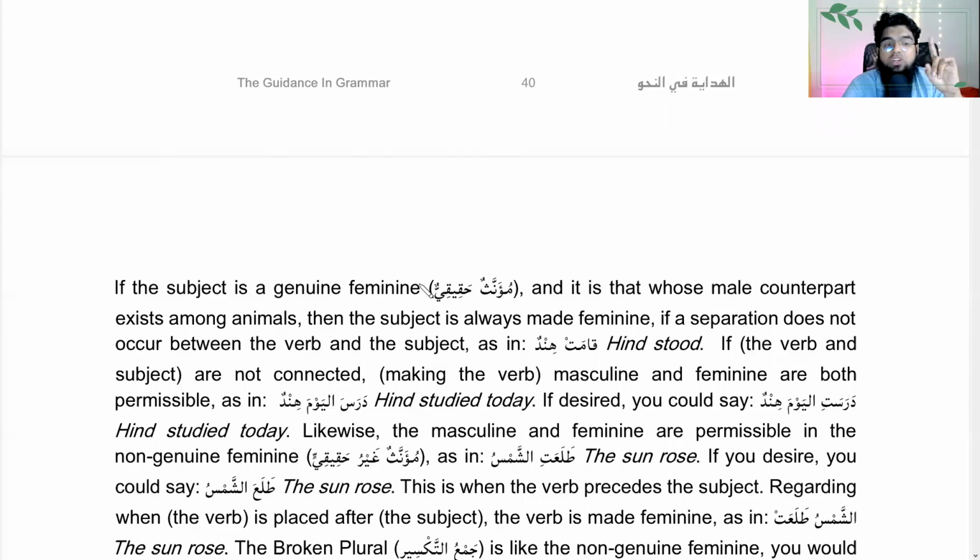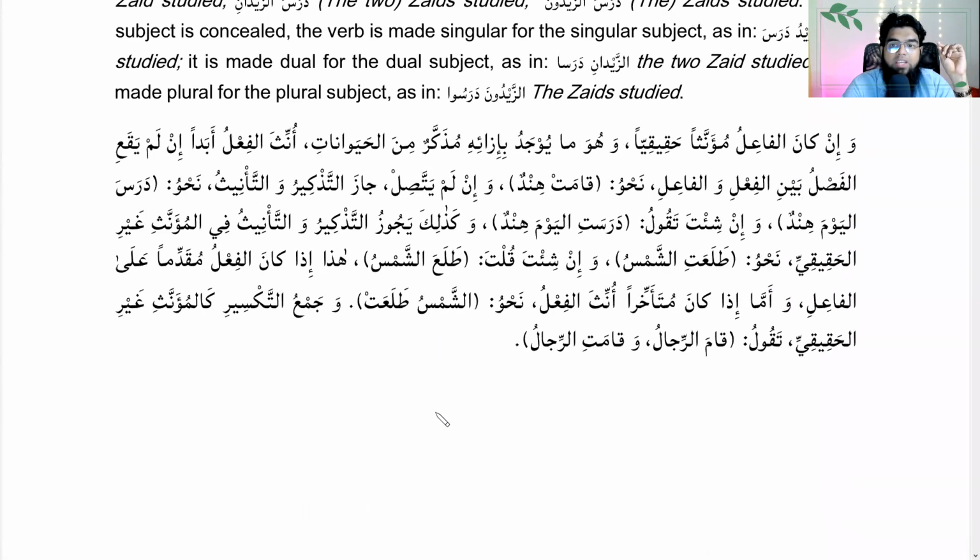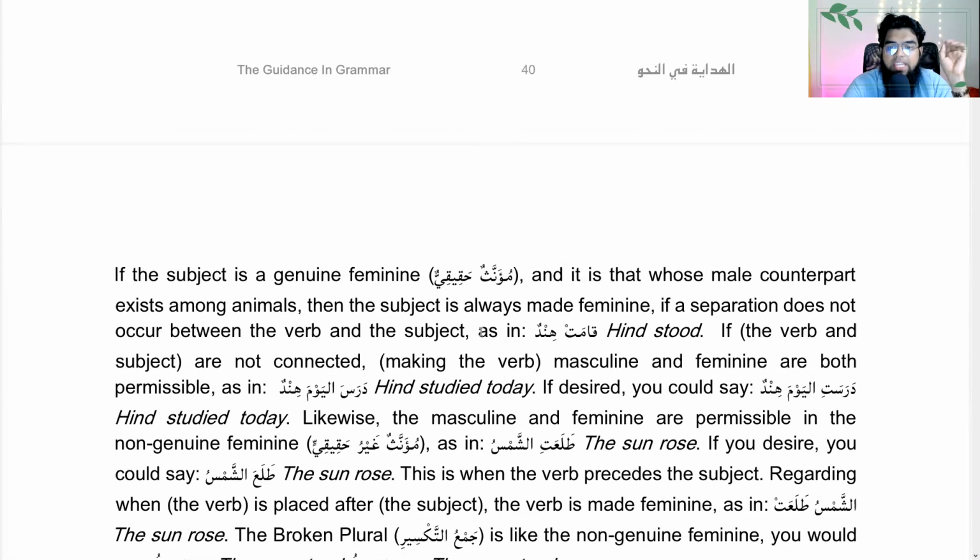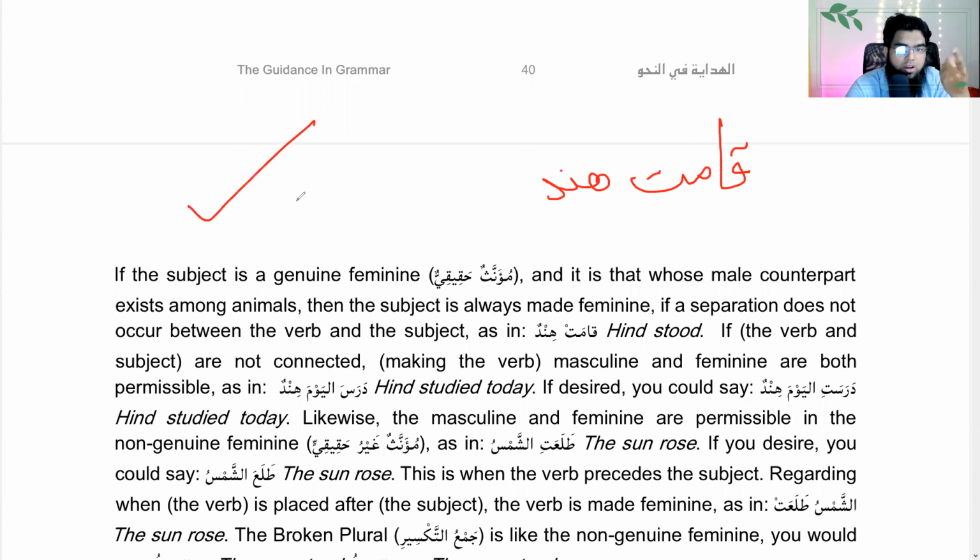But if a separation does not occur between the verb and the subject, right? For example, nahw qamat hindun, Hind stood. Now see, qamat hindun. You have to ask two questions now. One, is Hind a natural feminine? Is it a genuine feminine? Yes, Hind is a girl. I mean, obviously, it's a woman's name. Is there a separation? Is there something between them? No. No separation.